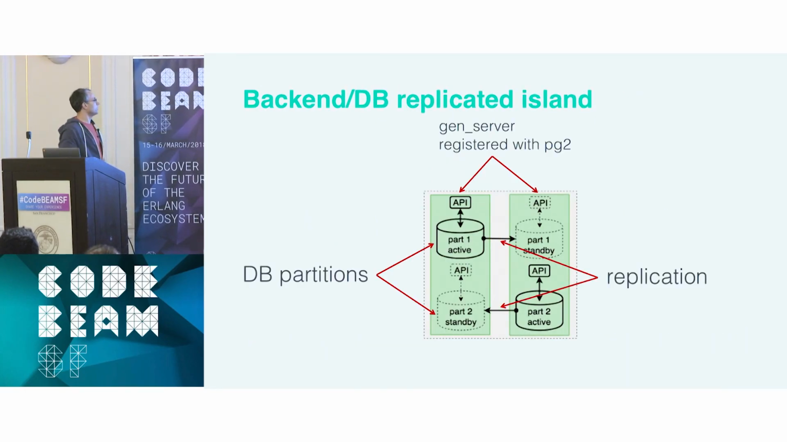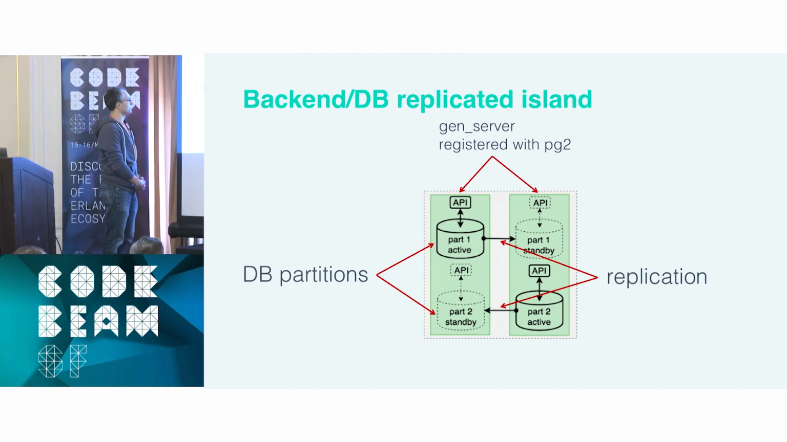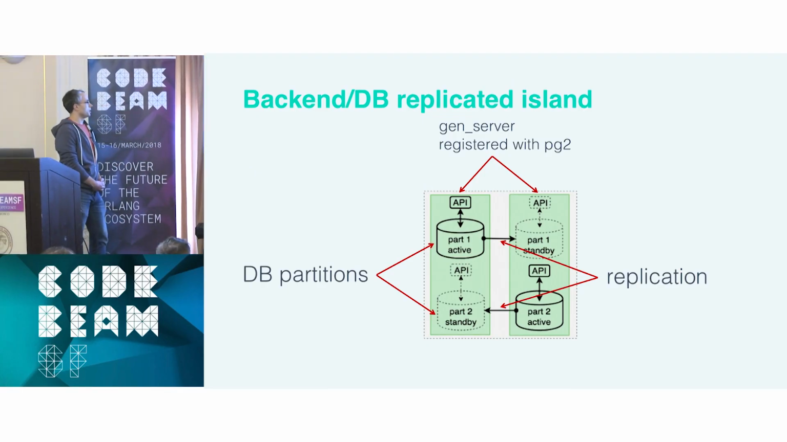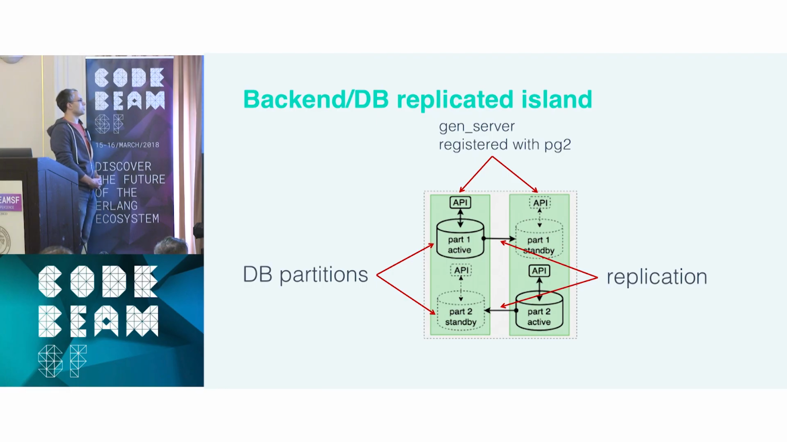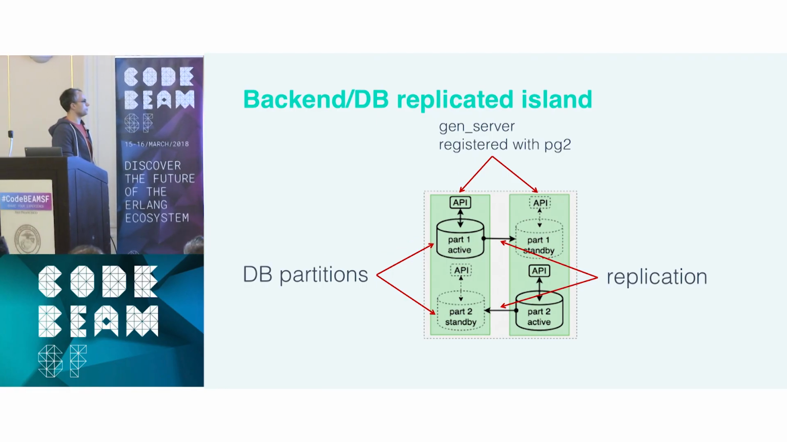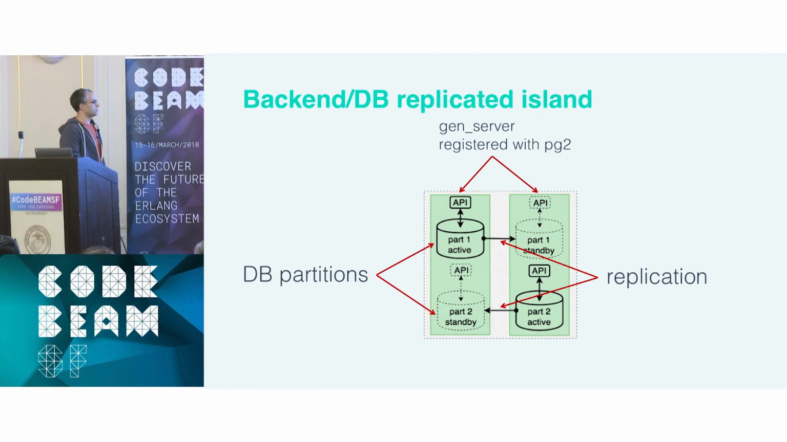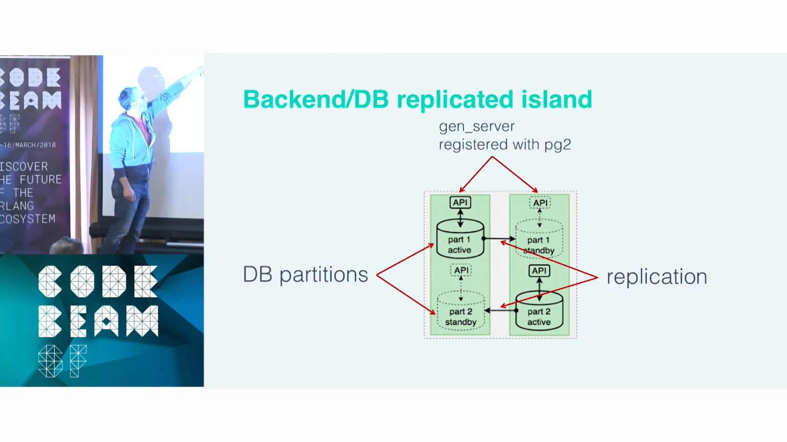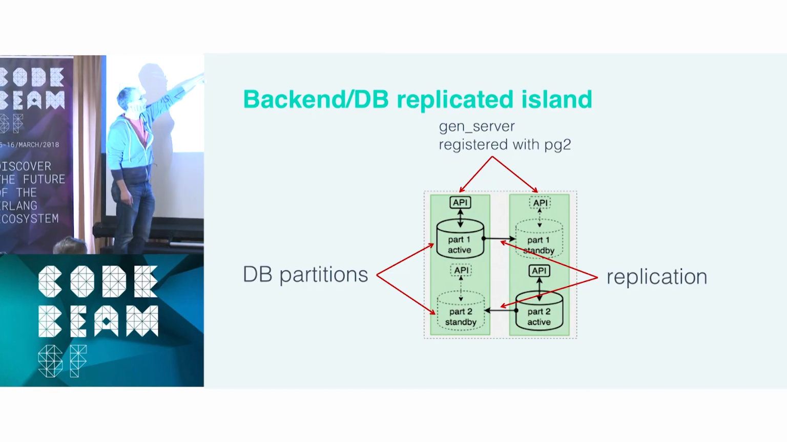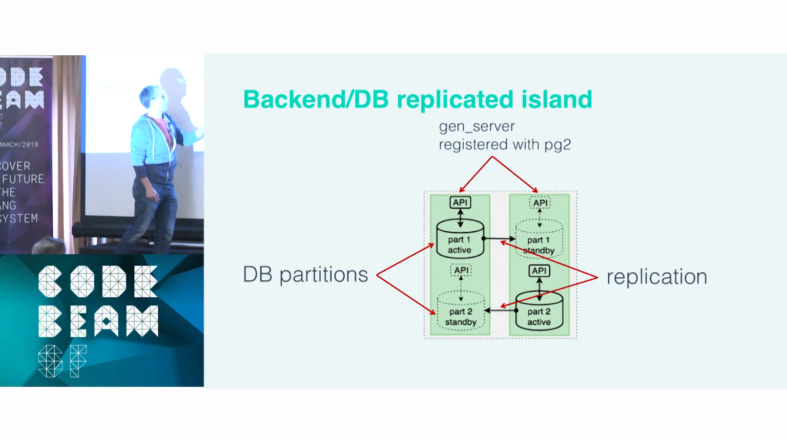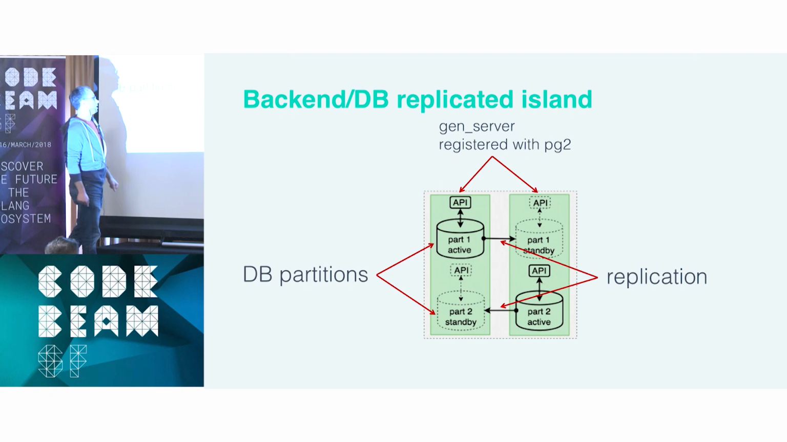So this is how an island looks inside. Each node in the island runs a pair of API endpoints that is sitting on top of a database partition. An API endpoint is a gen server registered with the pg2 library. It comes with Erlang, and it's a remote, global service registration library. So in this case, this API endpoint would register as primary for partition 1, and this is a secondary for partition 1. And this would be a similar setup for partition 2.